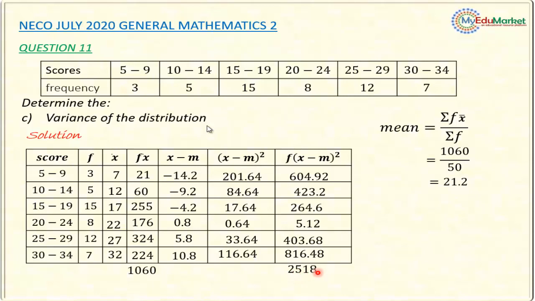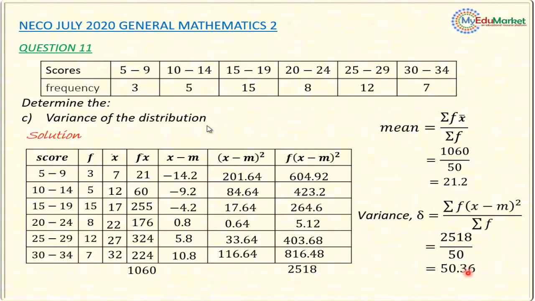So I'll now write my formula for variance. The formula for variance is summation f times the square of the deviation all over summation f. And I have exactly this summation f times square of the deviation as 2518, and my summation f is 50. So I'm going to substitute. So I have 2518 divided by 50. Dividing this correctly gives the result 50.32. So this is the variance of this distribution. So with that, I finish answering this very question.